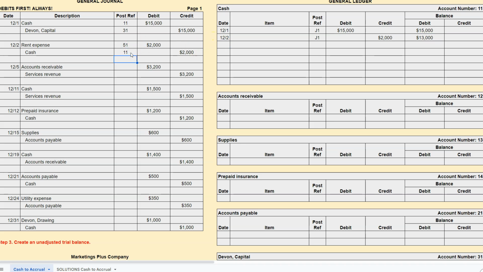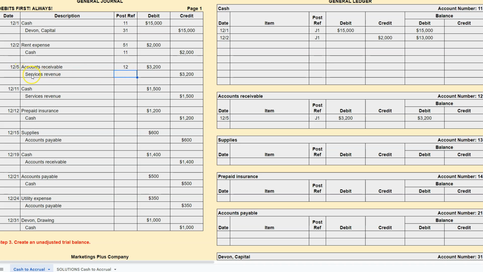And 11 posted. Let's do accounts receivable on 12/5, first page of the journal. Let me see if that's going to ruin everything if I just go ahead and do that. Perfect. First page of the journal, we just debited it for $3,200. So that's our balance. And account 12, done.